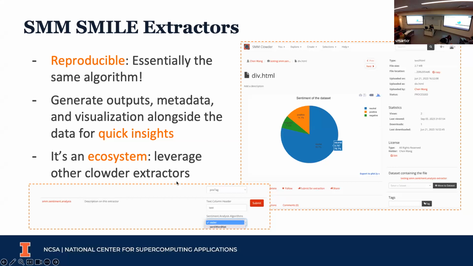And lastly, it's an ecosystem. Clowder has its own community, and over the years, through different domains, through collaborative effort, there are a lot of Clowder information extractors available out there. So you can not only use the Smile ones, but also leverage other extractors. And for the output of Smile, you can also do more post-processing using other extractors.